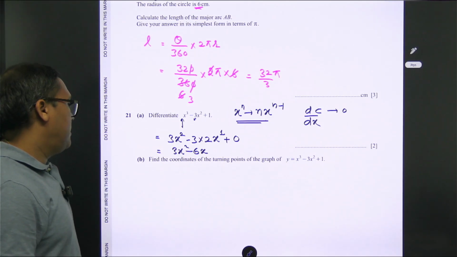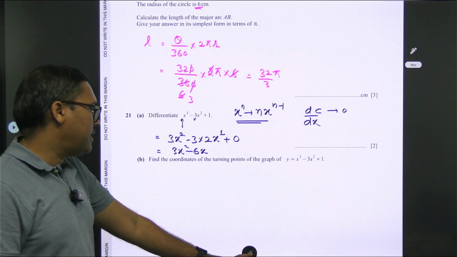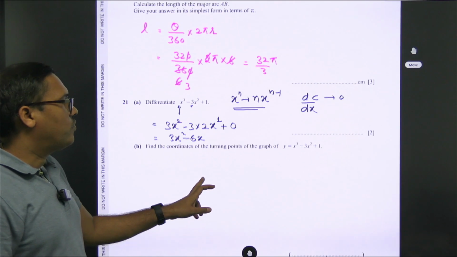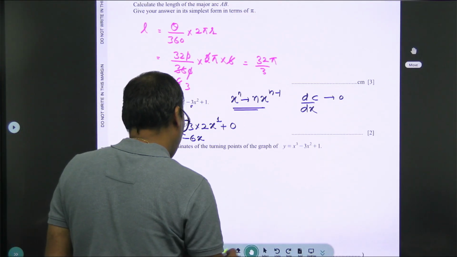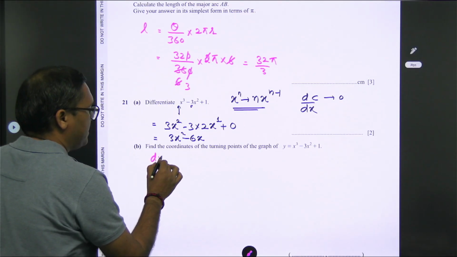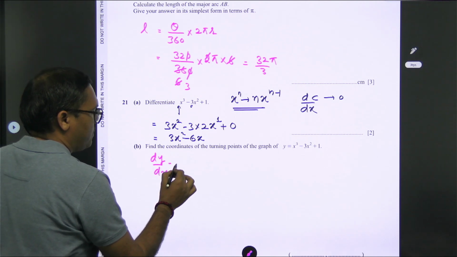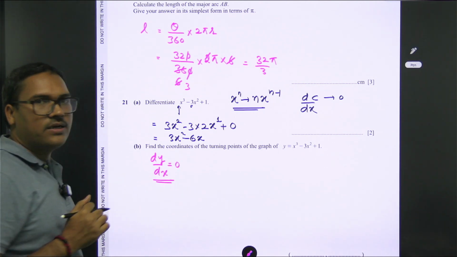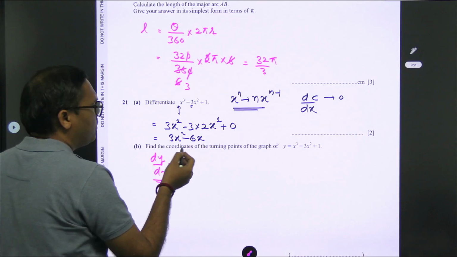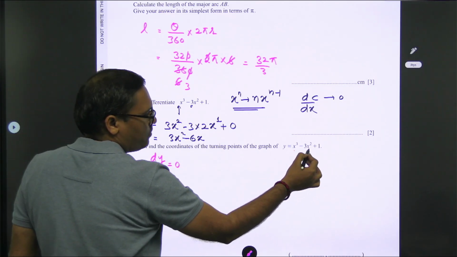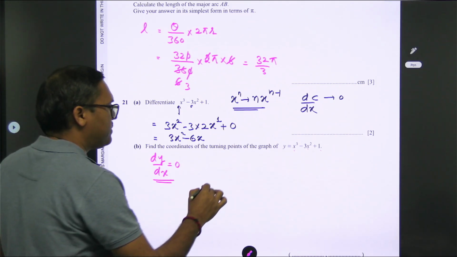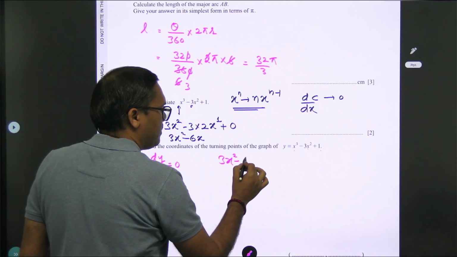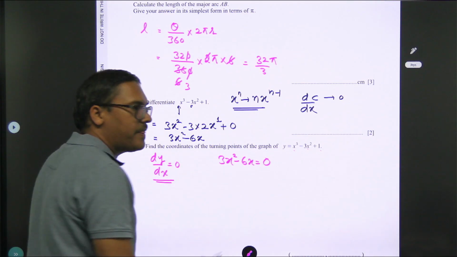Okay. Next question. Find the turning point of this function. So how to find the turning point? The turning point is found by using dy by dx equal to 0. So if I make dy by dx, that is the derivative, equal to 0, that will give you the turning point. We have already found the differentiation of x cube minus 3x square plus 1. This is 3x square minus 6x. So that means 3x square minus 6x must be equal to 0.